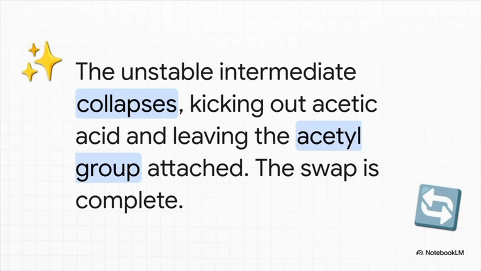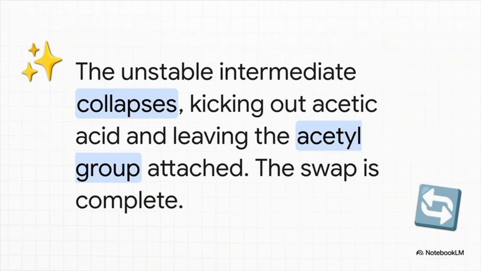And that brings us to Act 3, the collapse. That unstable intermediate quickly breaks apart, but not the same way it came together. It kicks out a different piece, which becomes our acetic acid byproduct. And what's left behind? Our target, a perfectly stable aspirin molecule, now with that new acetyl group attached for good.